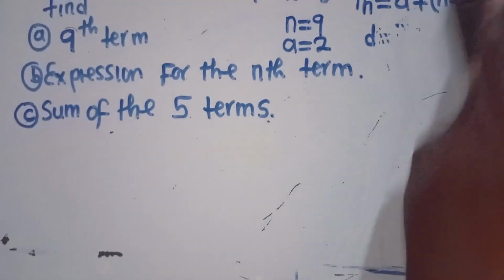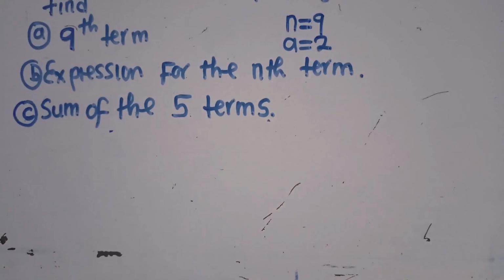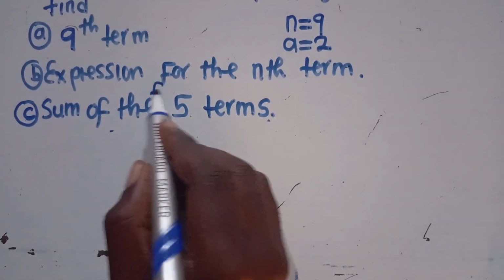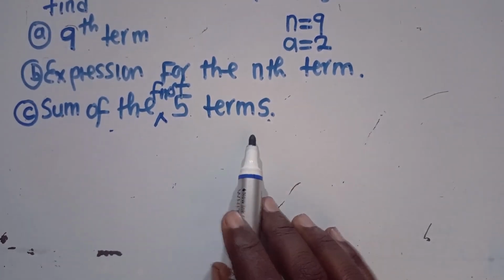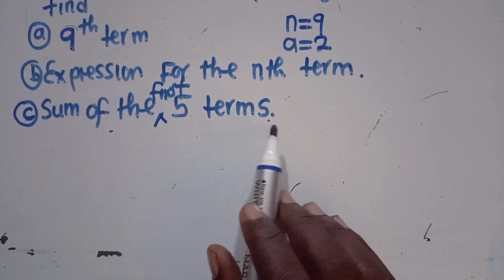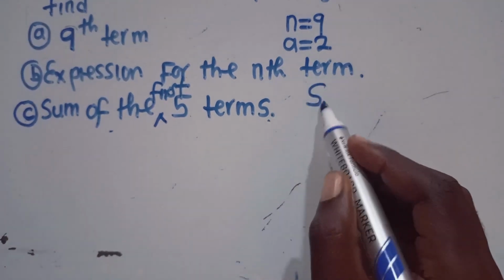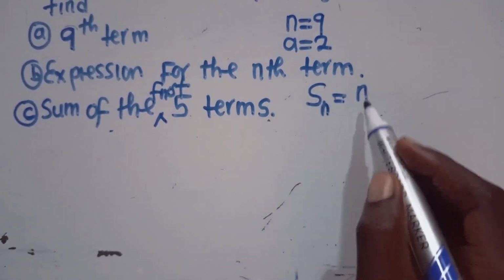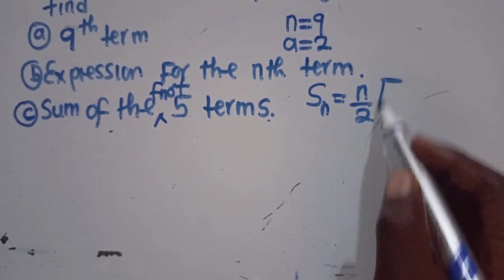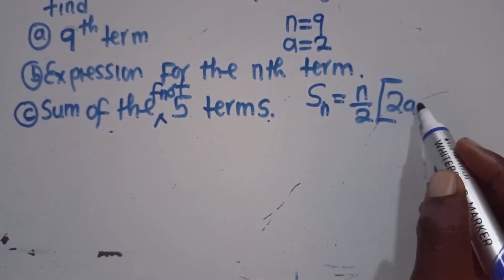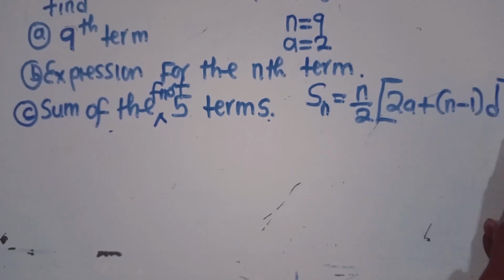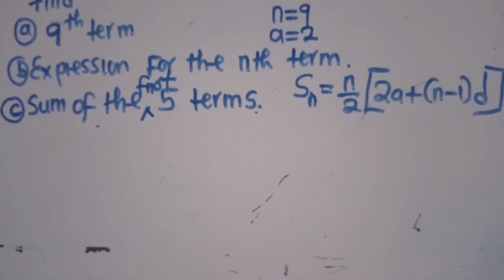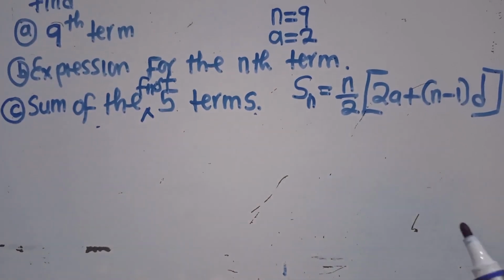How can we answer this last question? That is saying sum of the first 5 terms. So sum of the first 5 terms, which formula do we use? Sum is like this, where you say n over 2, you do something like this, 2a plus n minus 1 cross d, then you do this. This is a formula that we get to use.